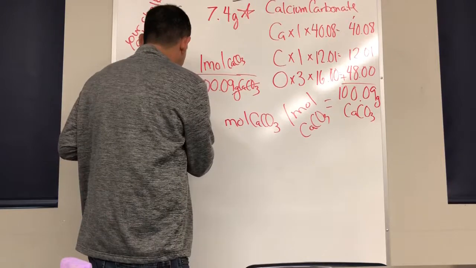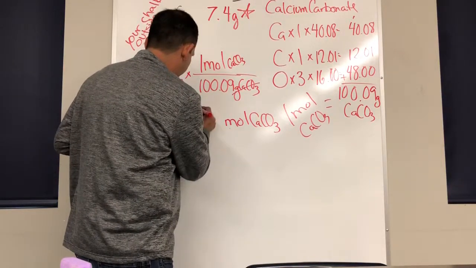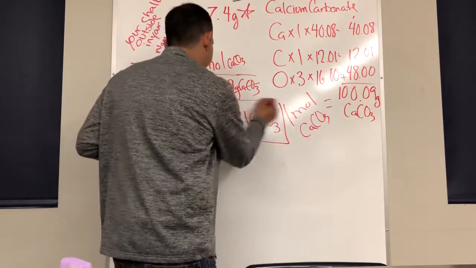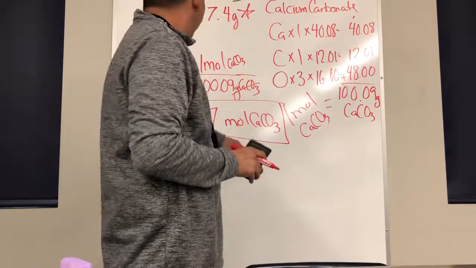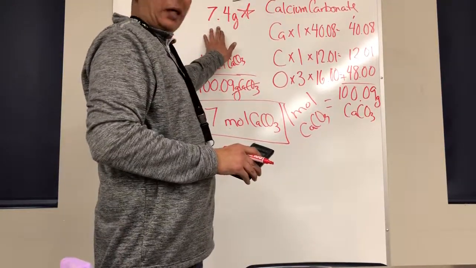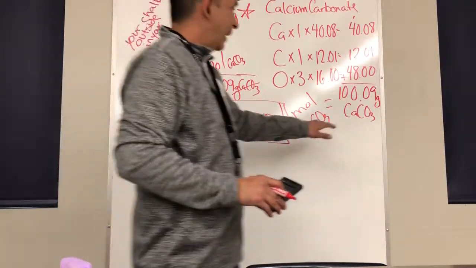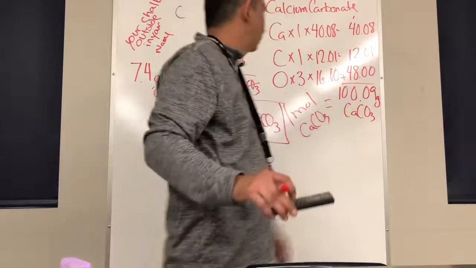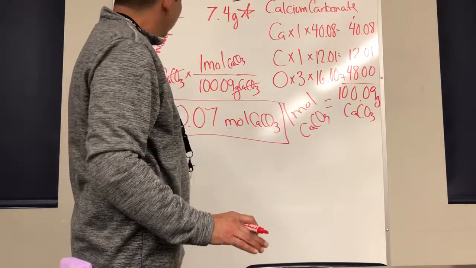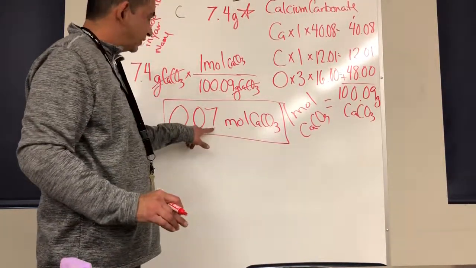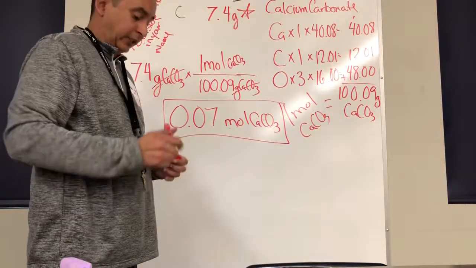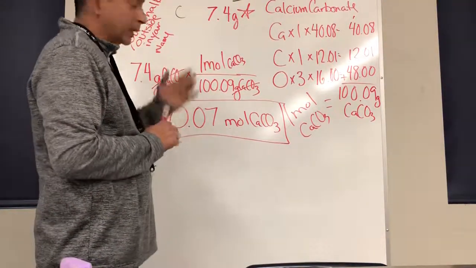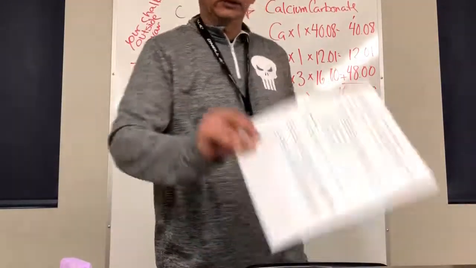So we'll go 0.07 moles of CaCO3. So in my 7.4 grams, I did not have a complete mole. I would have needed 100.09 grams to have a complete mole. Here, I don't even have a tenth, I have 7/100ths of a mole. Ladies and gentlemen, I need a lot more grams to have a mole. But this is how you are doing your moles of chalk lab.